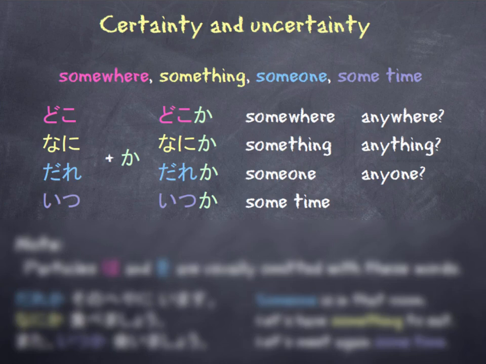So let's start here with attaching the particle ka. By doing so, we change the word doko from where to somewhere or anywhere. Nani changes from what to something or anything. Dare changes from who to someone or anyone. And itsu changes from when to some time.